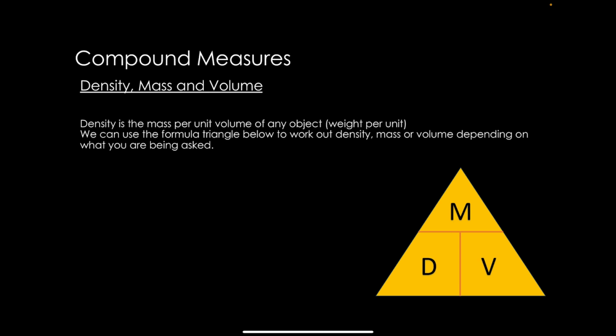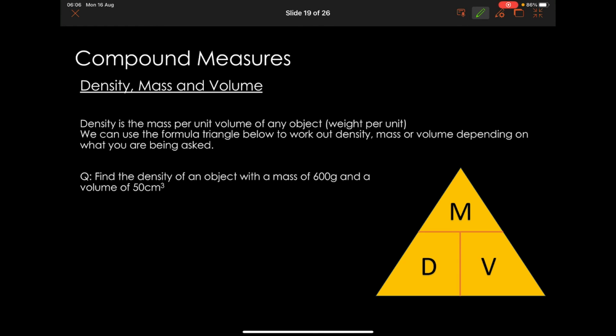For example, here I've got a question. Find the density of an object with a mass of 600 grams and a volume of 50 centimetres cubed. The same applies: if you're trying to work out one thing, you cover that over. It says we're trying to work out the density, so we cover the density over and we do mass divided by volume. So density equals mass over volume.